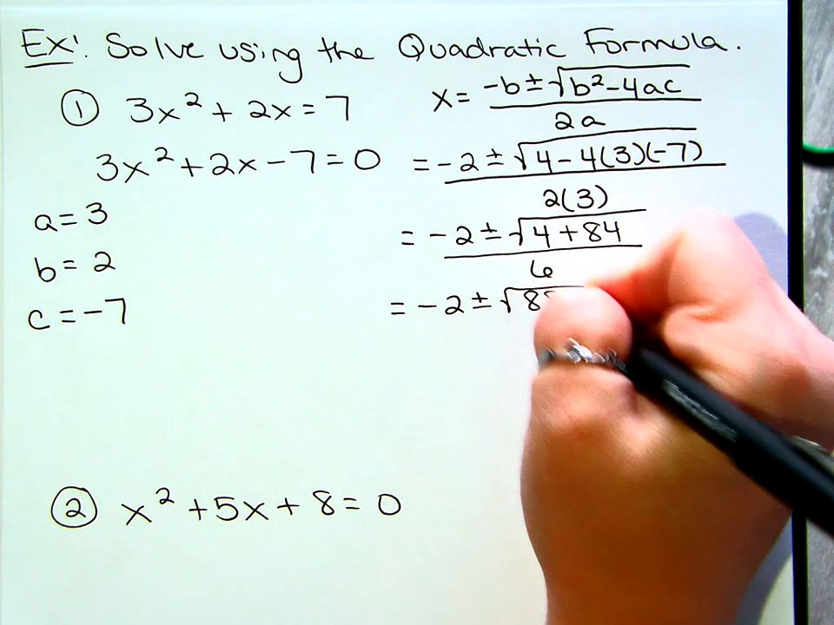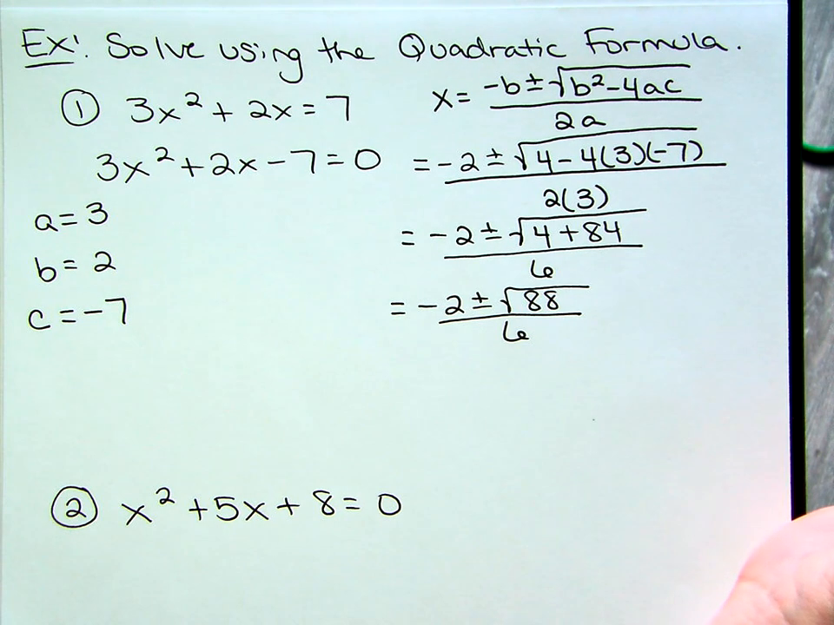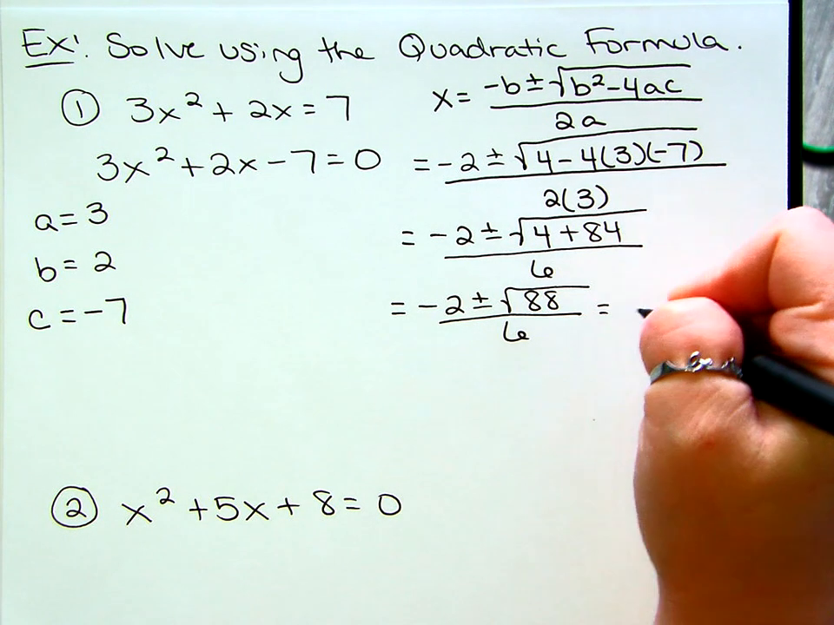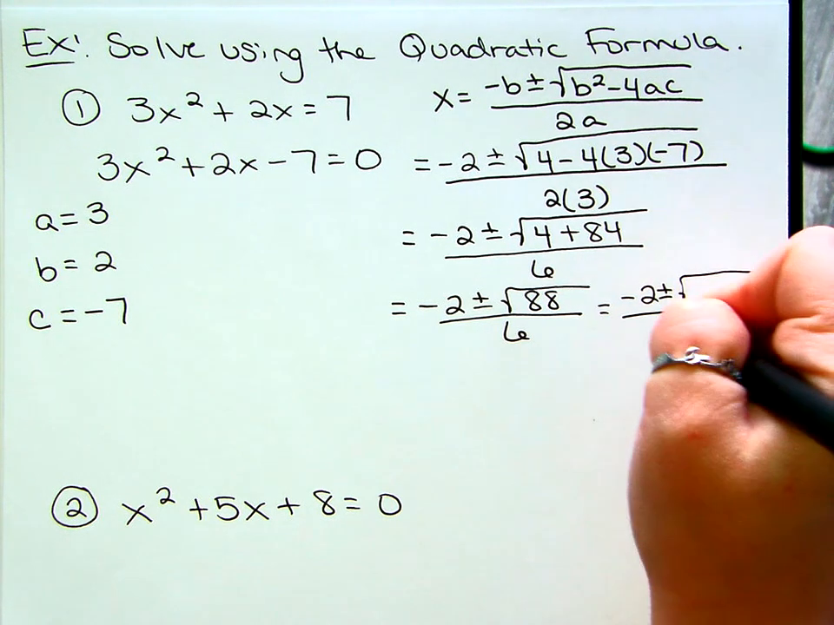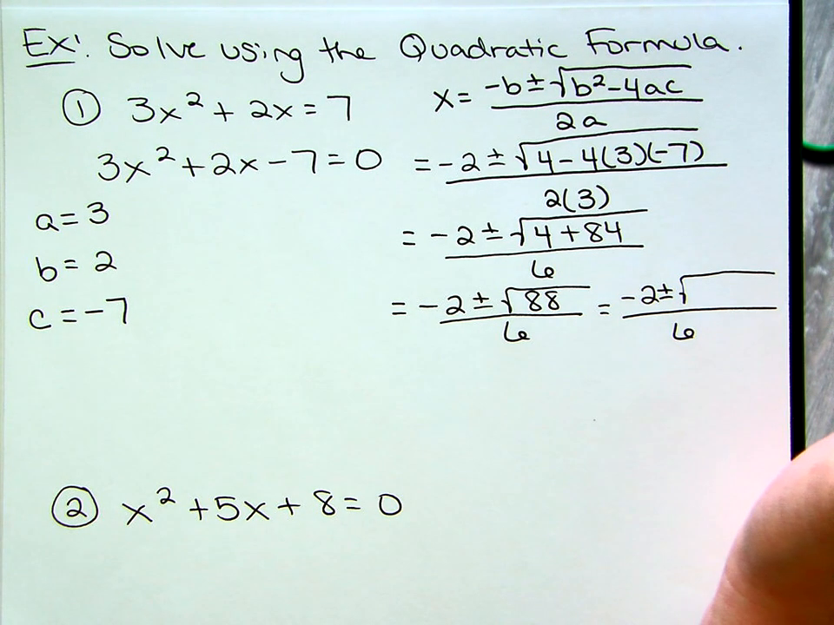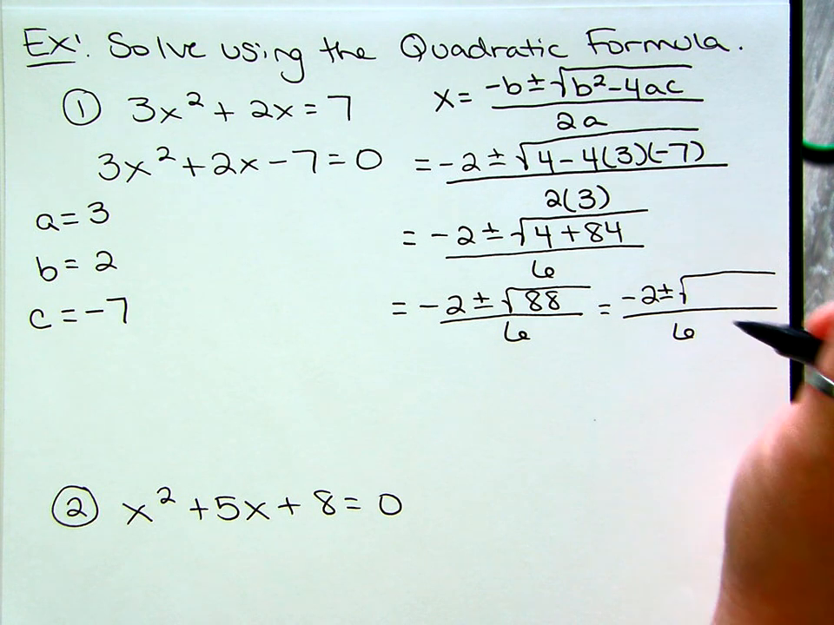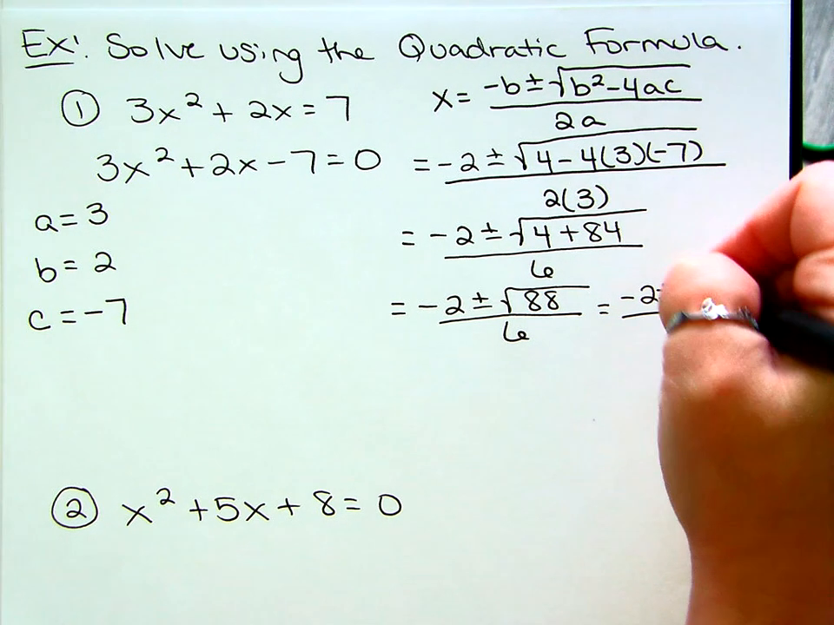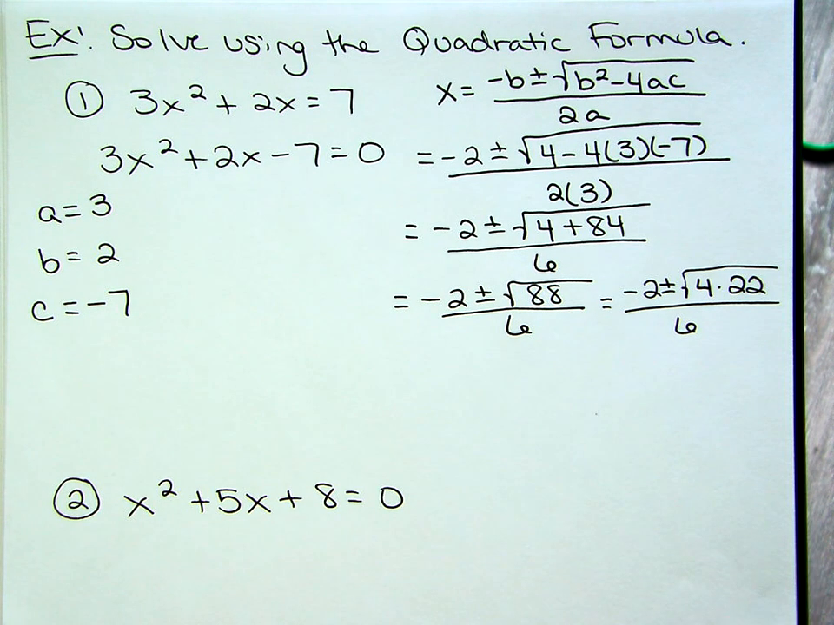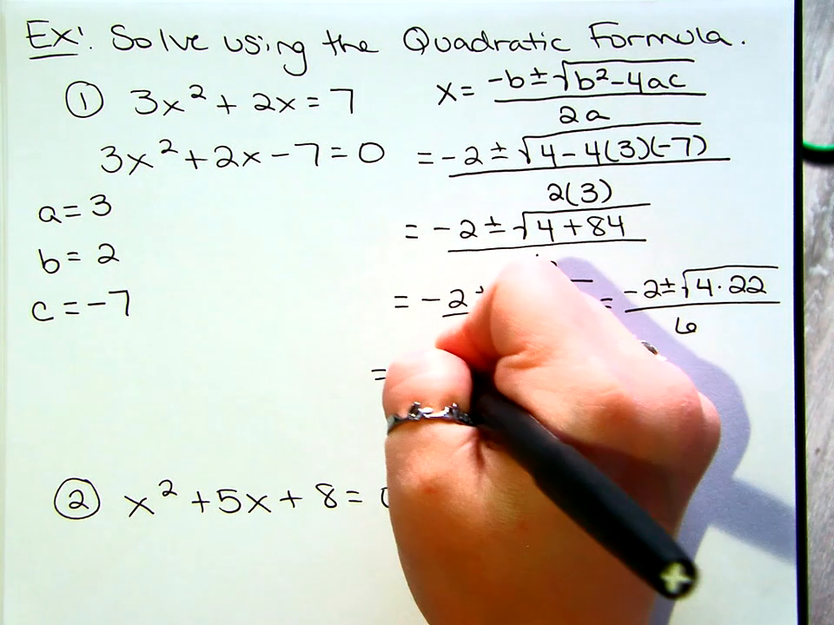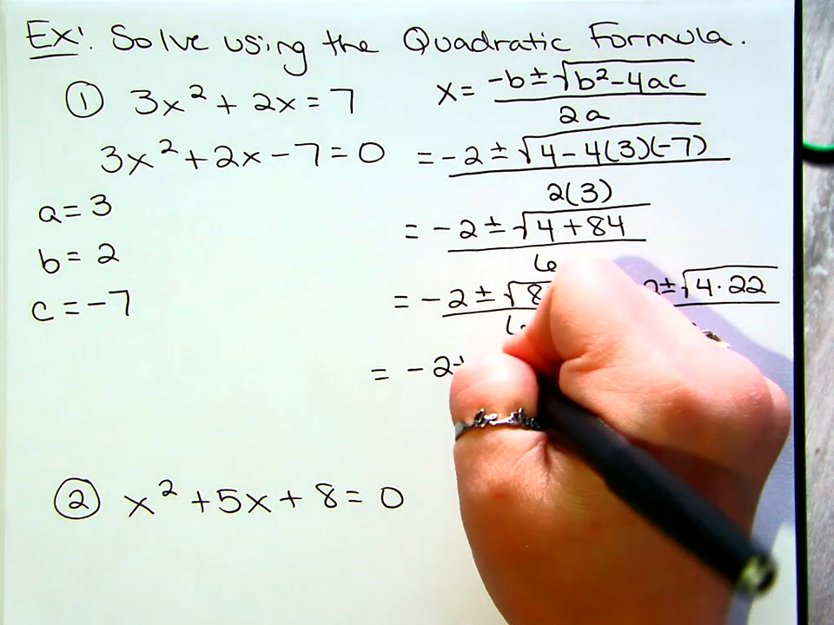Now you may be thinking, okay, well 88 is not a perfect square. You'd be correct, but let's see if there's any possible perfect squares in 88. So when I say perfect squares, I want you to think like 2 times 2 is 4. So 4 is a perfect square. 9 is a perfect square. 16 is a perfect square. And in this case, 88 is divisible by 4. 88 is the same thing as 4 times 22. And since 4 is a perfect square, we can pull it out. Square root of 4 is 2.